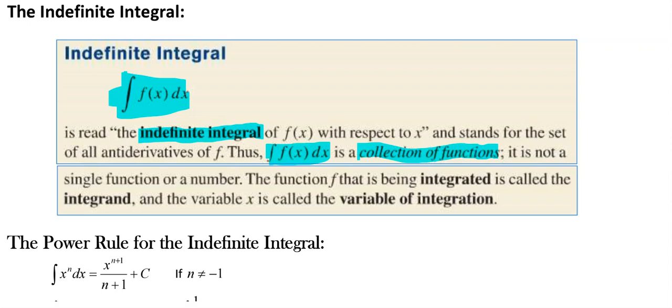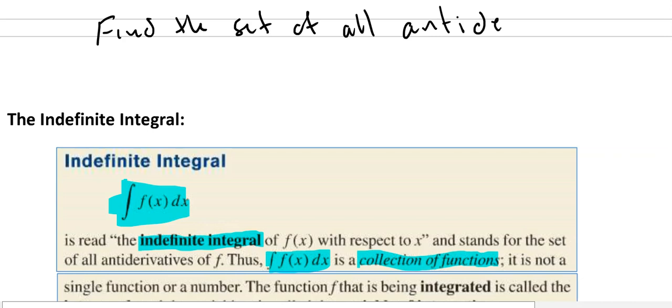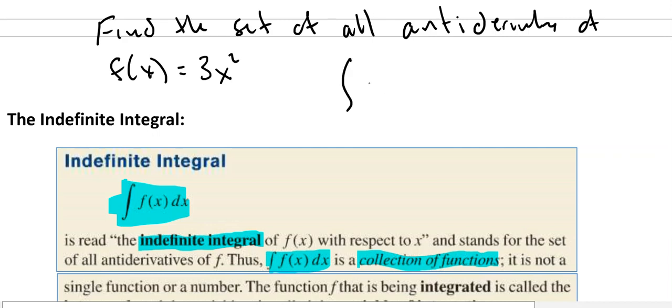So instead of going back to this problem and saying, find the set of all antiderivatives of f of x equal to 3x squared, we can simply say the integral of 3x squared dx.